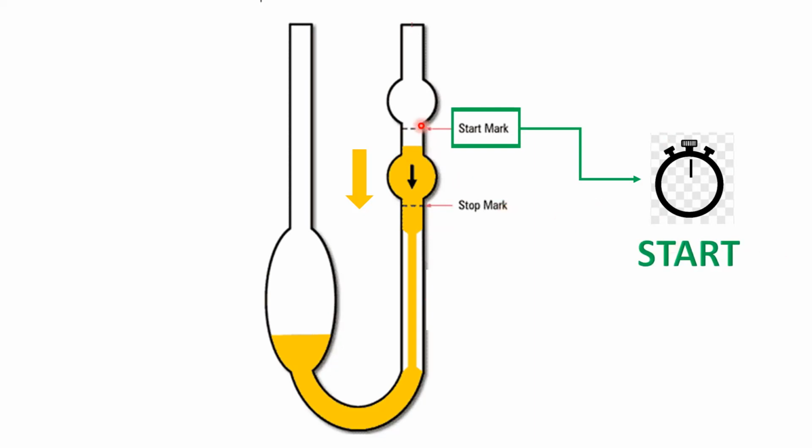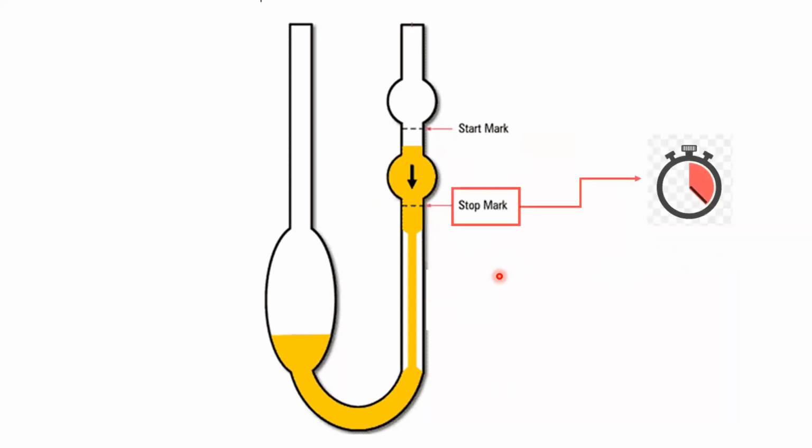The liquid will slowly move in the downward direction in arm B. Observe the meniscus of the liquid. Once it reaches the stop mark, you have to stop the stopwatch and note down the time required for the liquid to flow from the start mark to the stop mark. And that time is T.